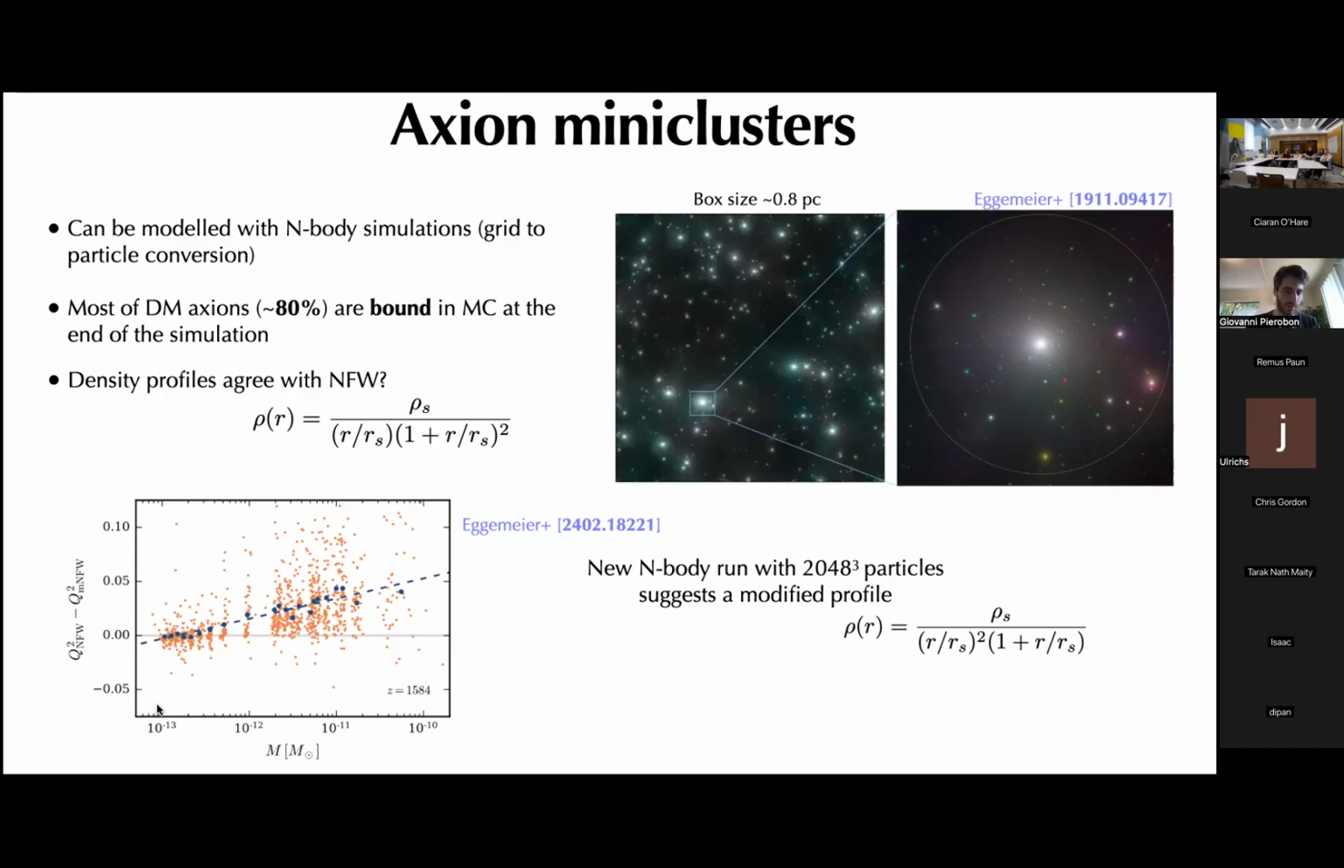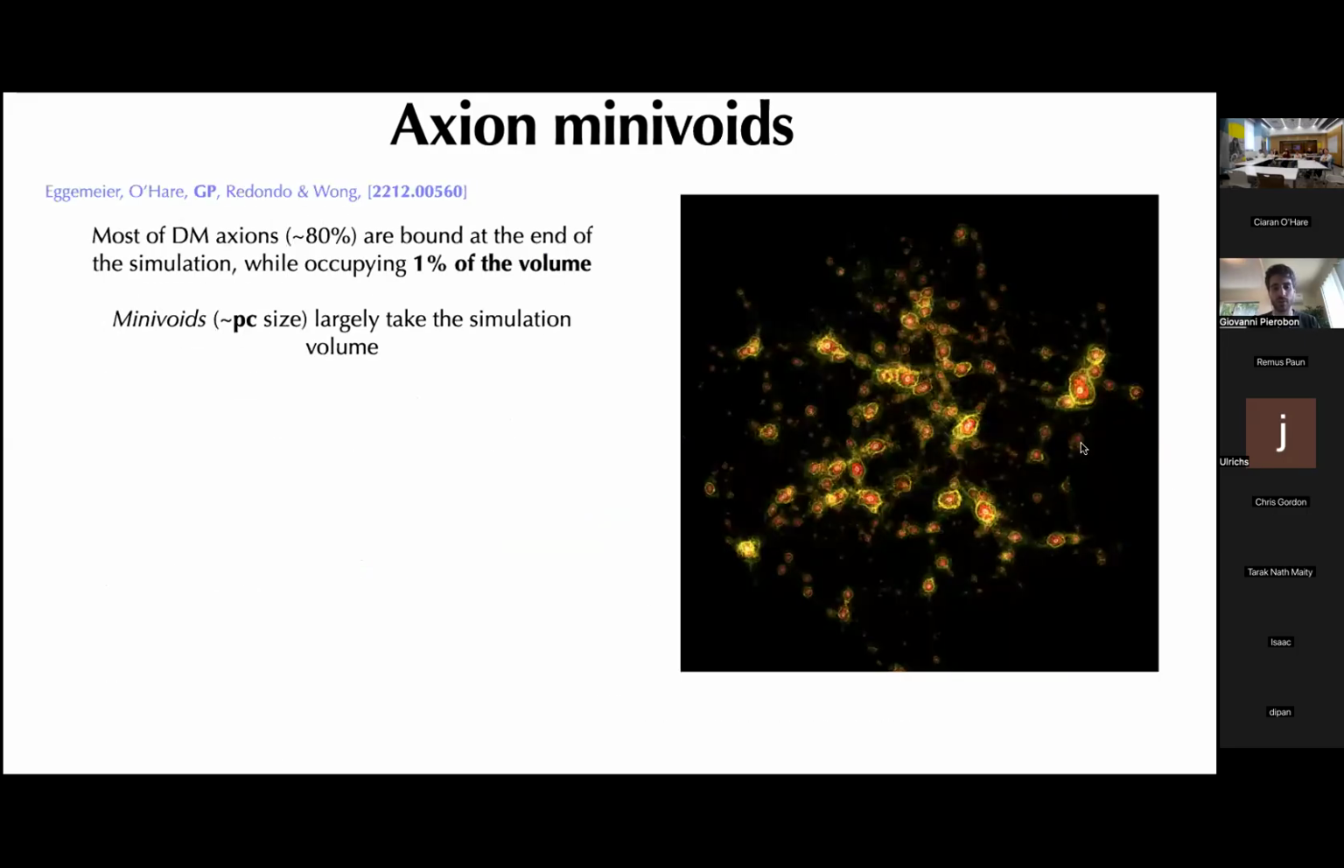Here, basically, I'm showing the quality of the fit between the NFW and this modified profile, showing that for larger and larger masses, you have a slight preference for this modified profile. But this is still at a very high redshift. This is a redshift of 1500, so very early in the universe still. And ideally, we would want more resolution to tell how these mini clusters should behave in the later part of this evolution.